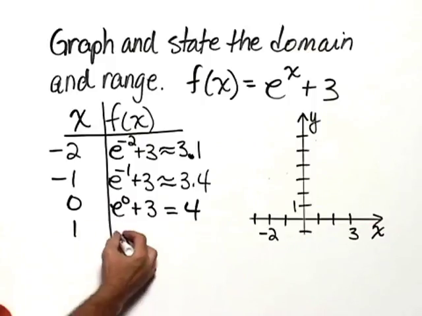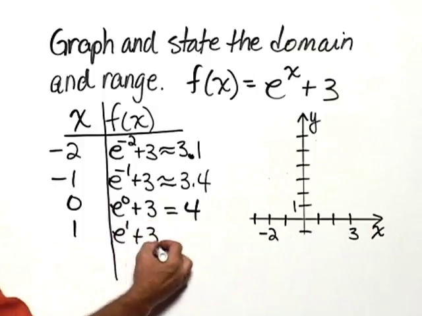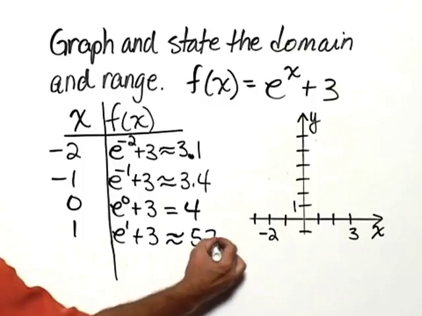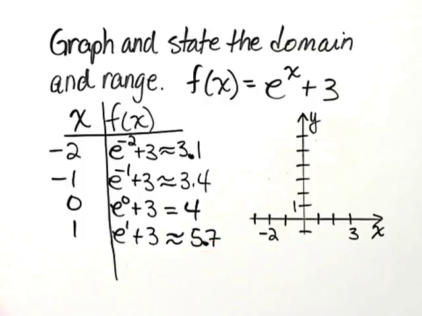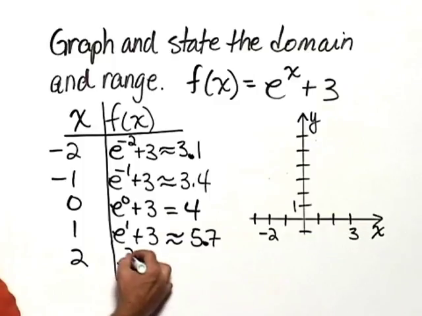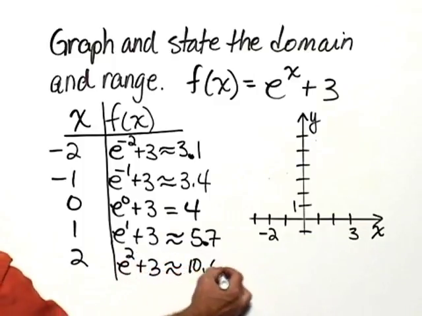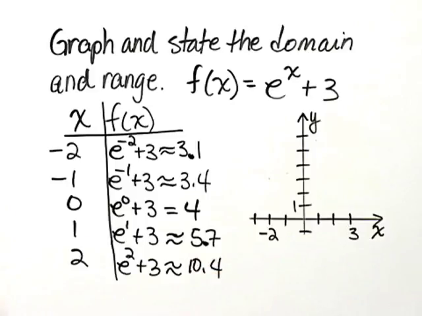For x equals 1, we would have e to the 1 plus 3. On a calculator, that's approximately equal to 5.7. And for x is equal to 2, e squared plus 3 is approximately equal to 10.4. Now, we can plot each of these points.